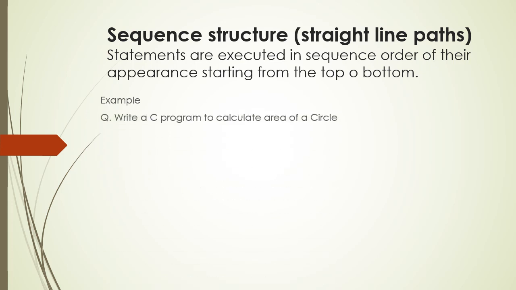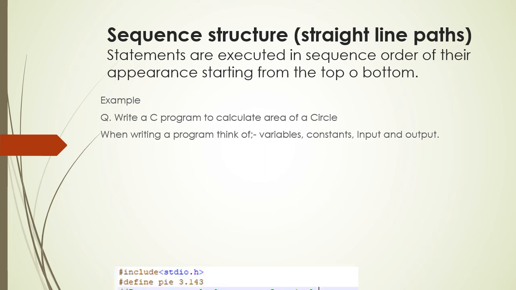For example, write a C program to calculate the area of a circle. When you are writing a program, there are 3 things that you should keep in mind. That is, 1, the variables that you need in your program, the constants, which are the values that don't change during program execution, input, where you input your data to the program, and how you will also output, or how the data should be output when the program is executed.